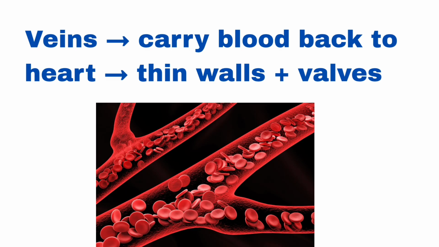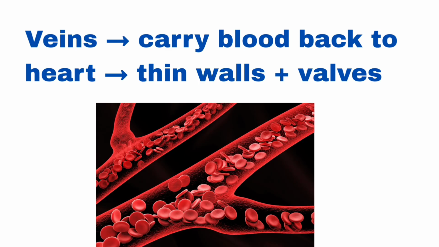Veins collect blood from different organs and bring it back to the heart. So the blood vessel veins, their function is to collect blood from different organs or different parts of the body and bring it back to the heart. And since the blood is not under much pressure, veins do not need thick walls. Instead, they have walls that ensure blood flows only in one direction, preventing backflow.